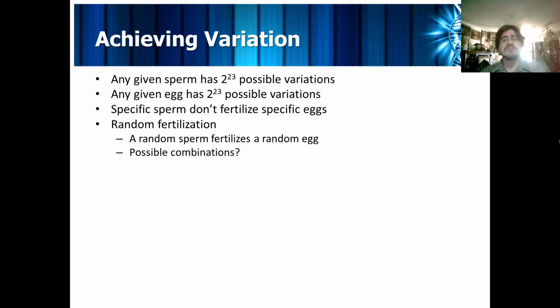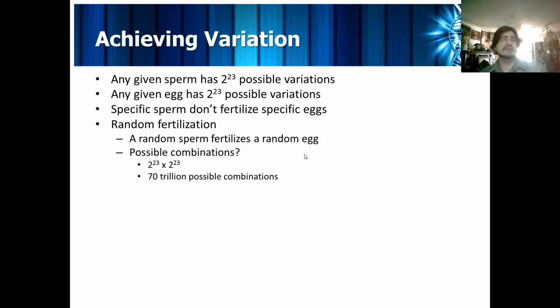Because when you factor in random fertilization, the number of possible combinations that could have led up to you is 2 to the 23rd times 2 to the 23rd, about 70 trillion. You are 1 in 70 trillion possibilities. So how's that for feeling unique?